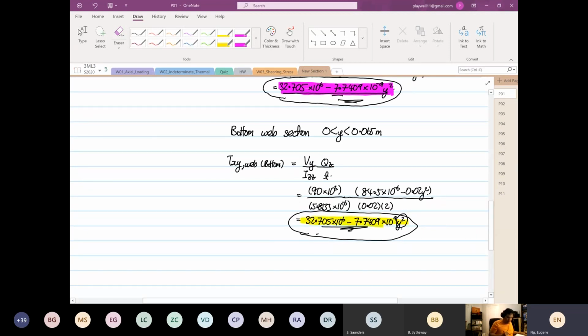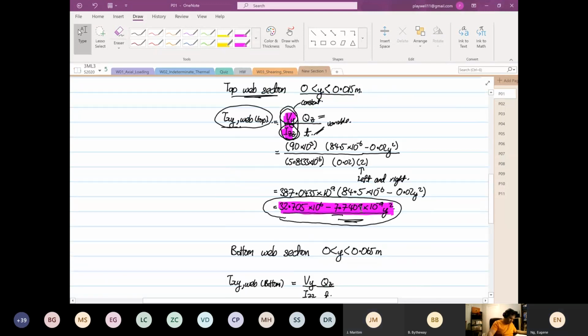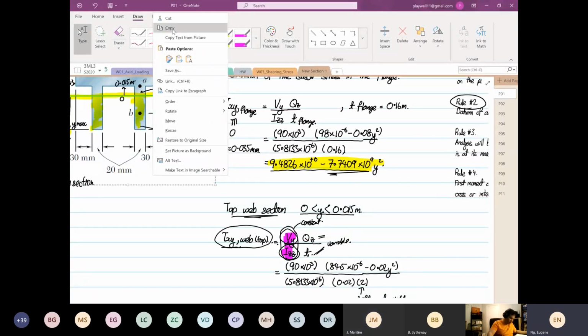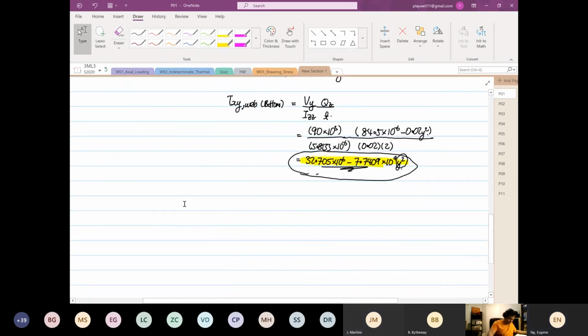Now I'm going to sketch the distribution. I did this briefly before. So far, any questions, or are we okay? We're okay. Right.